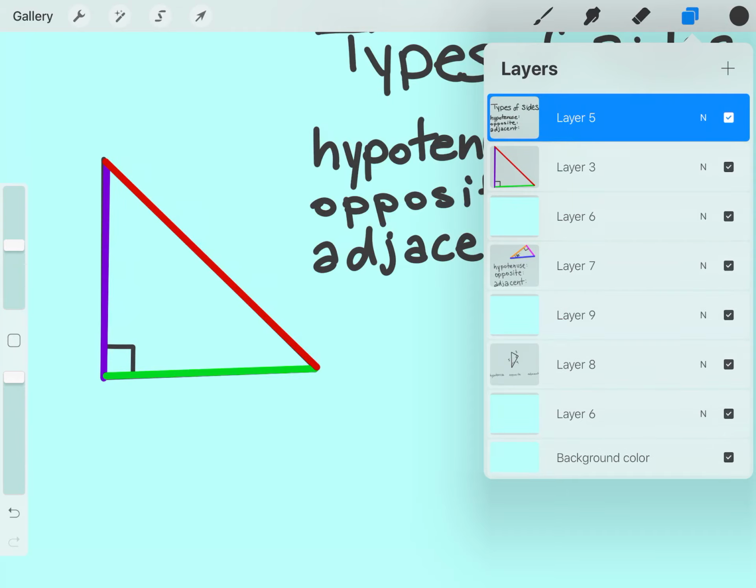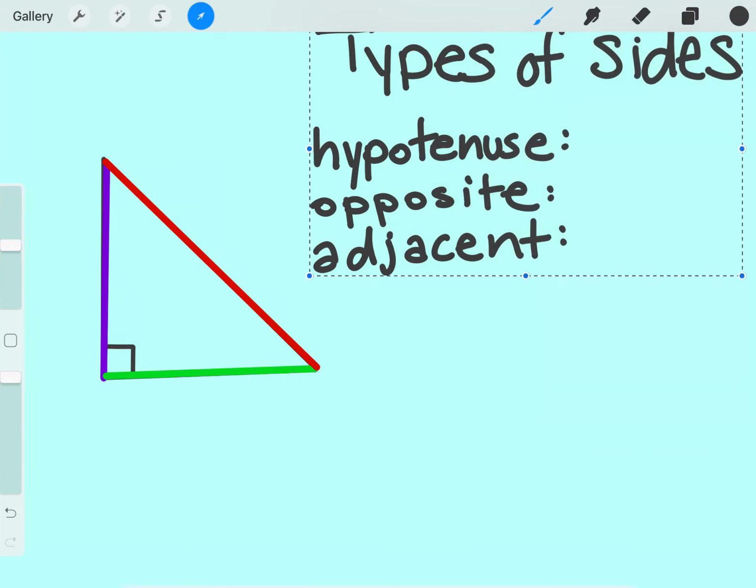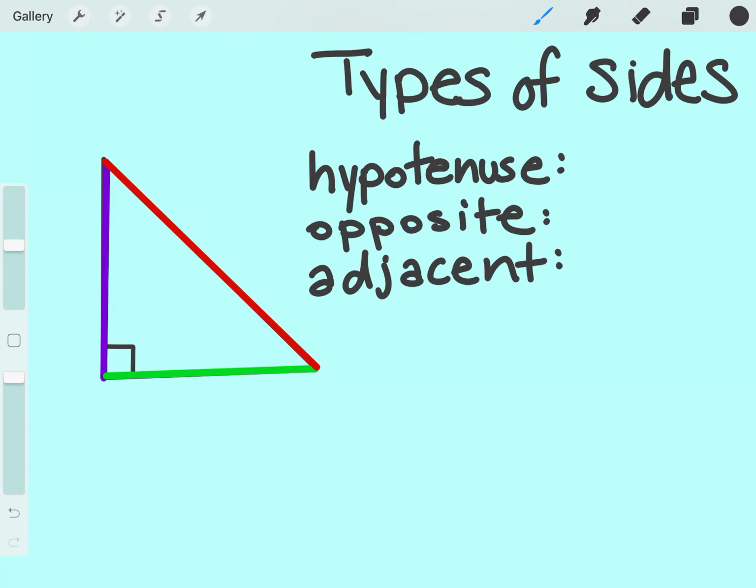The first vocabulary we have is types of sides. We have different types of sides in a triangle, specifically in a right triangle. We have the hypotenuse, the opposite side, and the adjacent side. Now, the hypotenuse can always be determined regardless of what the angles are. As long as there's a right angle, we know the hypotenuse is going to be opposite that right angle. So, which color is the hypotenuse in this situation? Hopefully by this point we know that it's going to be the red side.